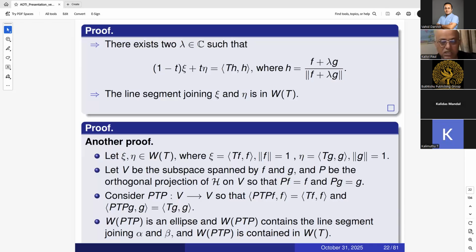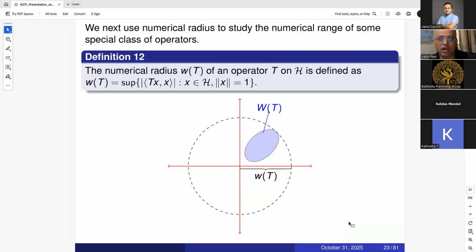So numerical range is always convex. Now we come to the main concept of numerical radius. So what is the numerical radius? Since the numerical range is convex, whenever you have a bounded convex set, you can find a circle which contains that bounded convex set, right? The radius of the smallest such circle which contains this numerical range is the numerical radius.